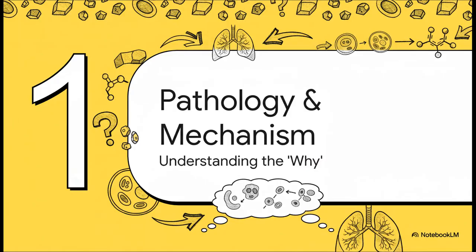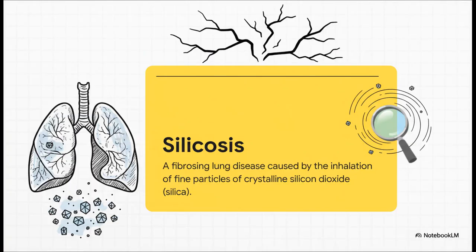Okay, first up, let's get into the pathology. Really understanding the why behind the disease is what's going to help you nail those tougher second and third order questions on your boards. So, what is silicosis at its core? Well, it's a fibrosing lung disease. And the main culprit? It's the inhalation of these tiny, fine particles of what we call crystalline silicon dioxide, or just silica. Breathing in this stuff is what kicks off the whole chain reaction in the lungs.